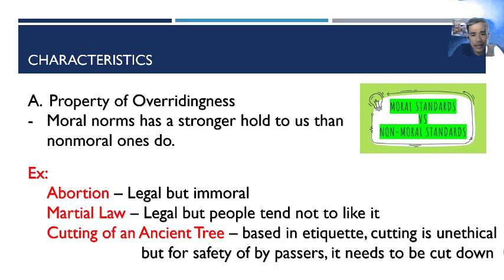Let's say, for example, this is an etiquette. This is ethical. Some people believe in this, that we should not kill our ancient trees. So what should we follow? Cutting is unethical, but for safety of bypassers, it needs to be cut down. So we are talking right here about what is more necessary to do: the etiquette, the ethical, or the moral norm.